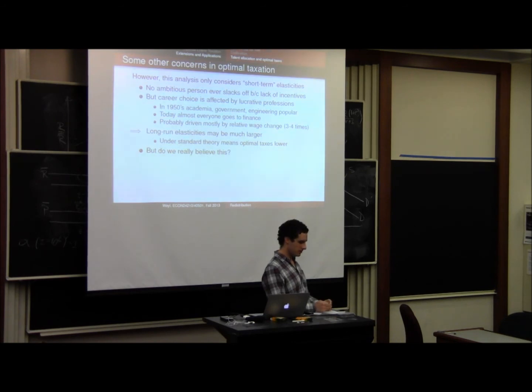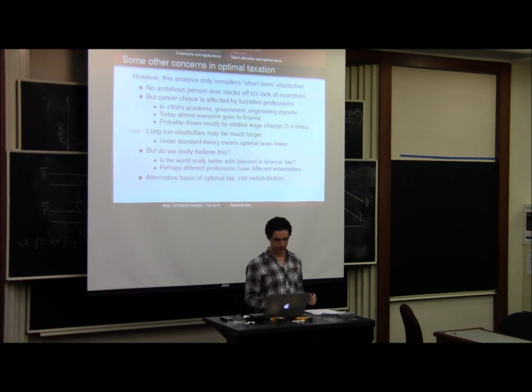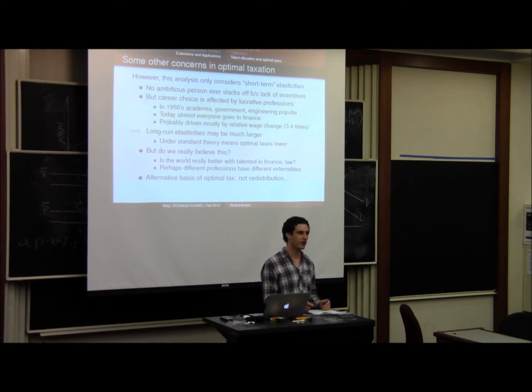Yeah, so I think a lot of people share this view that people are not necessarily being compensated just for their social contribution in these areas. And perhaps different professions have different externalities, and therefore this can give an alternative basis for optimal taxation, not as a form of redistribution, but instead as a way of charging different incomes for the different externalities they have.